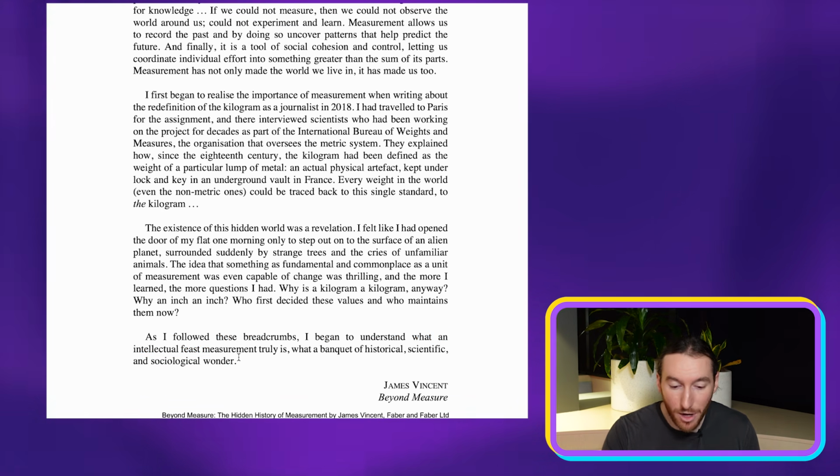So if I go right down to the bottom, it says, as I followed these breadcrumbs, I began to understand what an intellectual feast measurement truly is. What a banquet of historical, scientific, and sociological wonder. Okay, what do you notice about that? Breadcrumbs, feast, banquet. So there's like this extended food metaphor, right? And is that going to help you connect with the significance of measurement?